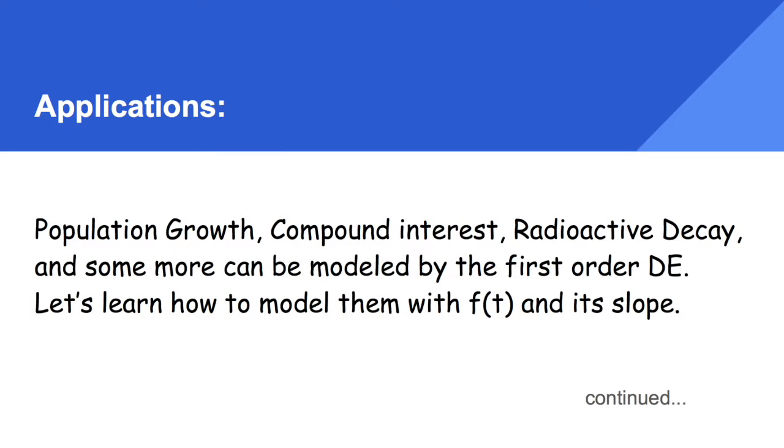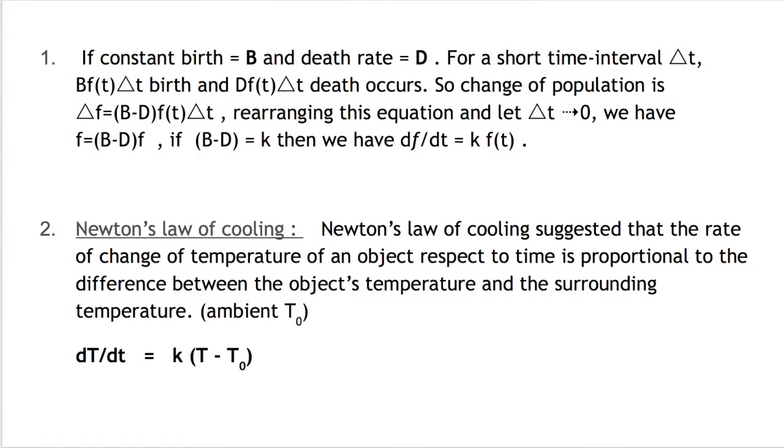Next, let's see some of the applications of first-order differential equations. The first application is population growth rate. Suppose the constant birth rate is b, and the death rate is d. For a short time interval delta t, b f of t delta t births occur, and d f of t delta t deaths occur. So, the change in population is delta f, which is equal to b minus d times f of t delta t. By rearranging the equation and letting delta t approach 0, we have df/dt equal to b minus d times f. If b minus d is some constant k, then d over dt of f is k times f of t.